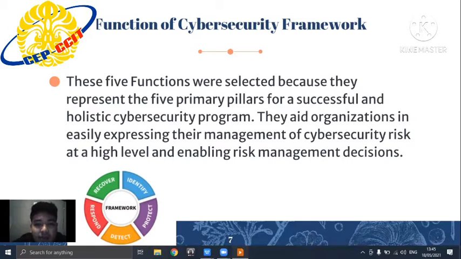Next, I'm going to tell you about the functions of the cybersecurity framework. These five functions were selected because they represent the five primary pillars for a successful and holistic cybersecurity program. They aid organizations in easily expressing their management of cybersecurity risk at a high level and enabling risk management decisions. These are the five functions: identify, protect, detect, respond, and recover.